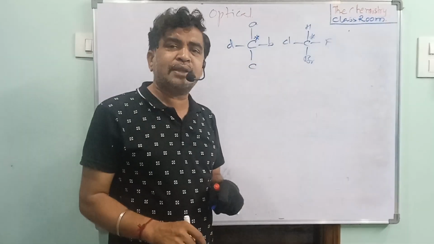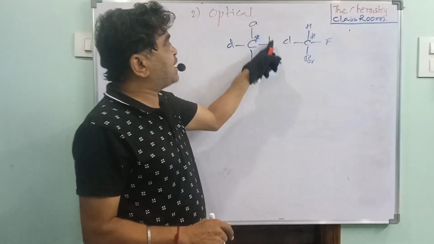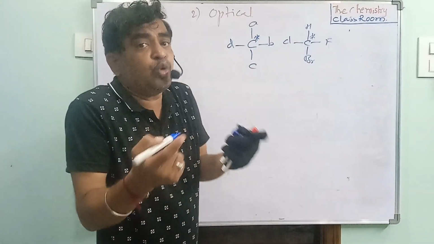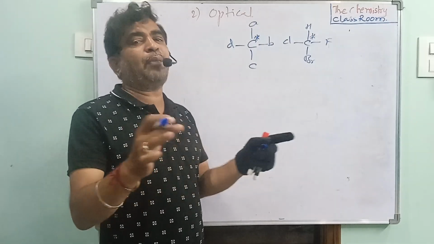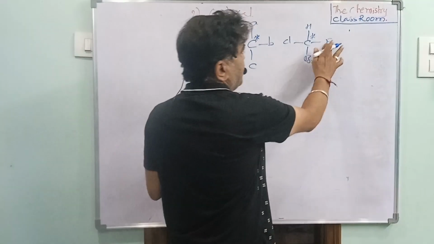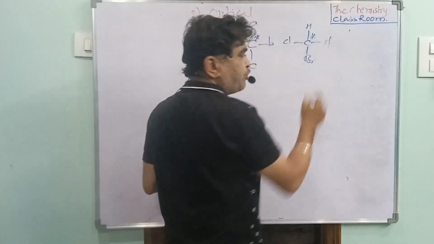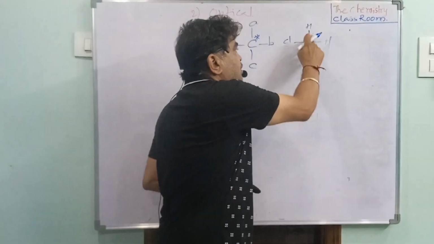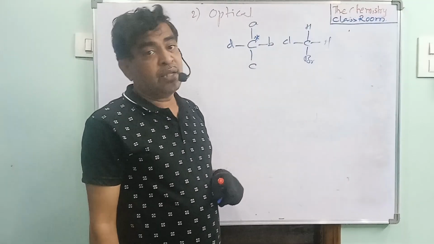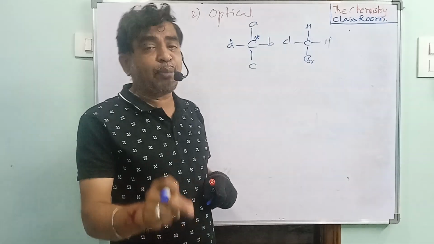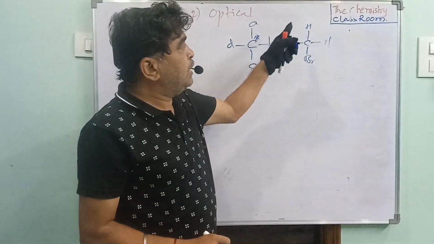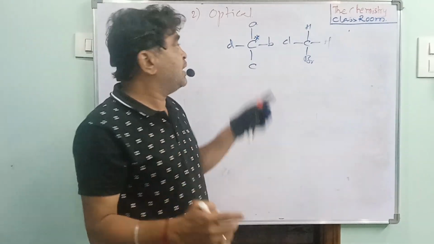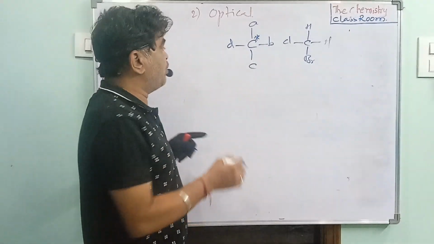So what is a chiral carbon? If it is attached to four different atoms, that carbon is called a chiral carbon. If two are identical, that compound does not perform optical isomerism. For example, if instead of fluorine you have hydrogen, the two are identical, so it is not a chiral carbon and it does not perform optical isomerism. When a carbon is attached to four different groups or atoms, it is called a chiral carbon.